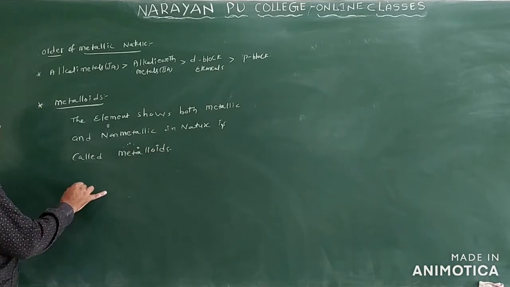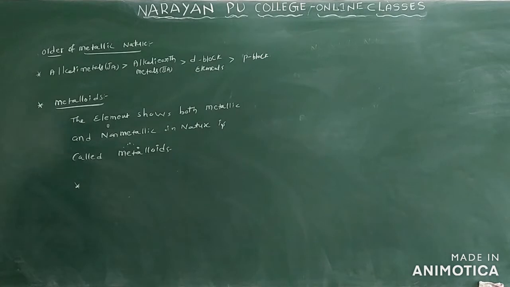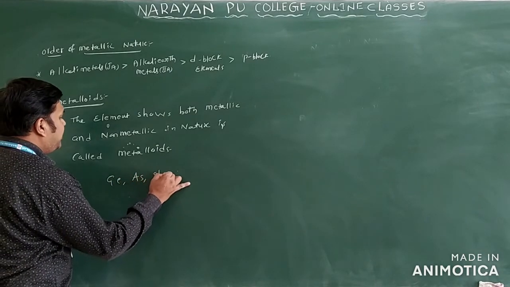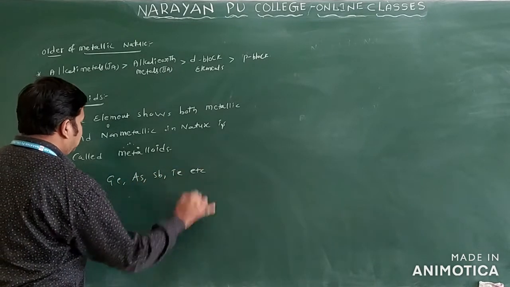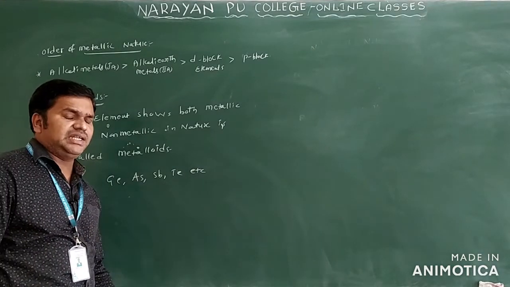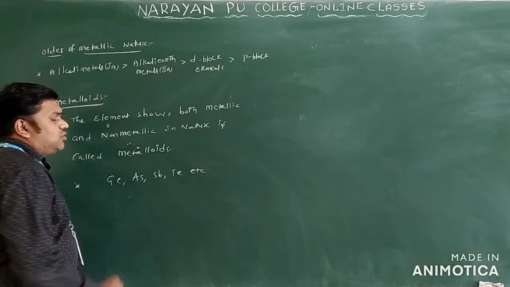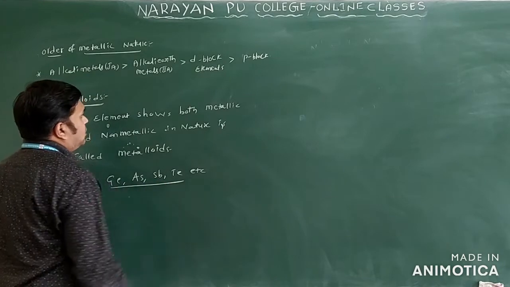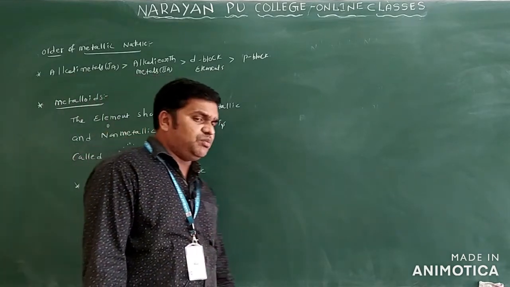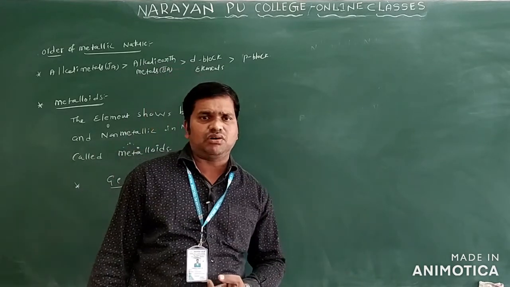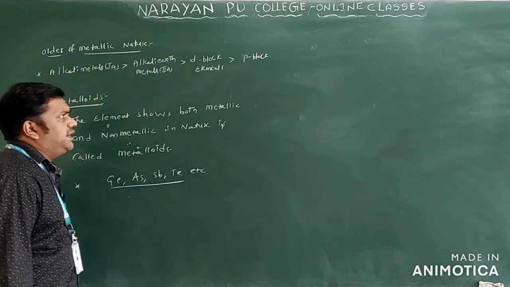So what are the examples of metalloids? We can say germanium, arsenic, antimony, tellurium, and so on. These elements can exhibit both metallic nature and non-metallic nature, and those we call metalloids only. These are some examples of metalloids. So along with metals and non-metals, one more category also exists that we call metalloids. This is regarding metalloids.